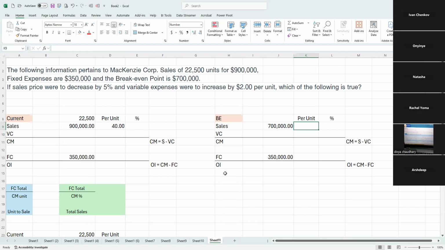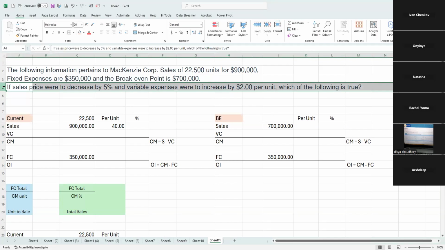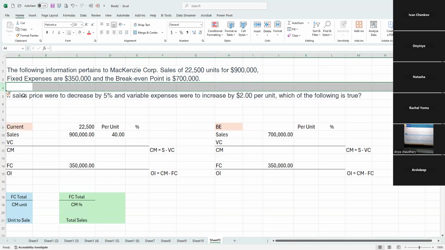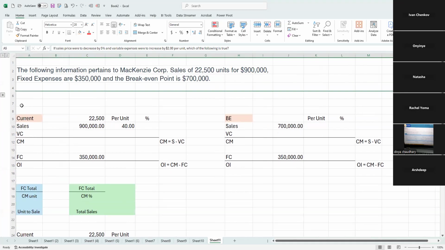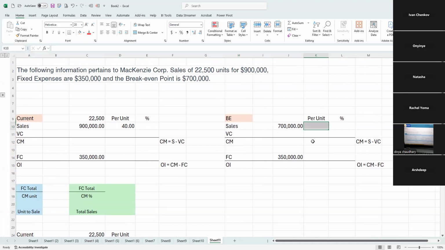How is the sales price per unit going to change from the current to the break even? Forget about the sentence about an additional $2 per unit; it's not applicable right now. If my sales price currently is $40, at break even how much will my sales price be? The same, $40. It's going to be exactly the same.